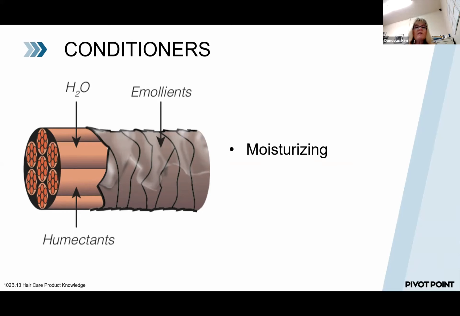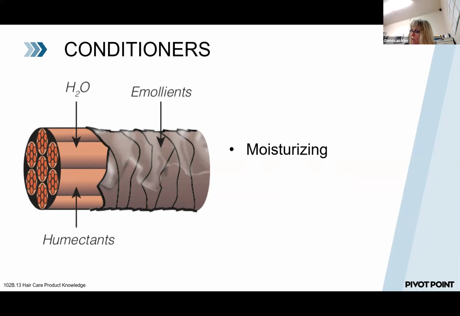They can even help build strength back and help repair some of the bonds that may be damaged. Sometimes they'll tell you to put the conditioner on, leave it on for 30 seconds to a minute, and rinse it off. Other conditioners may say put it on the hair and leave it on for 10 minutes and then rinse it off, depending on what type of conditioner you're using and what you want to help correct.